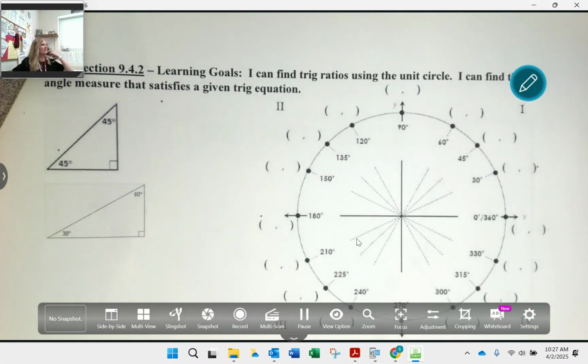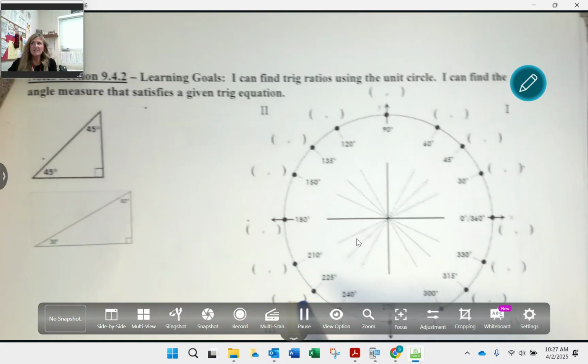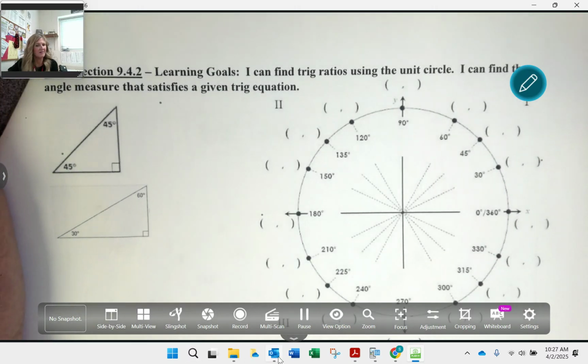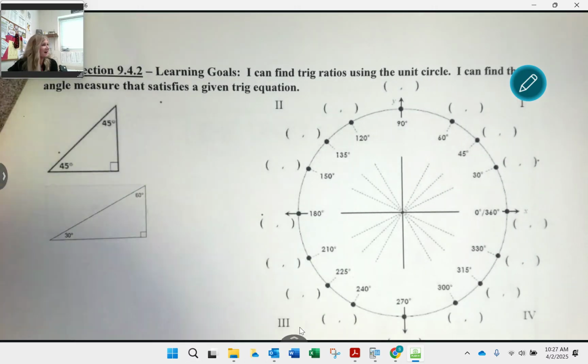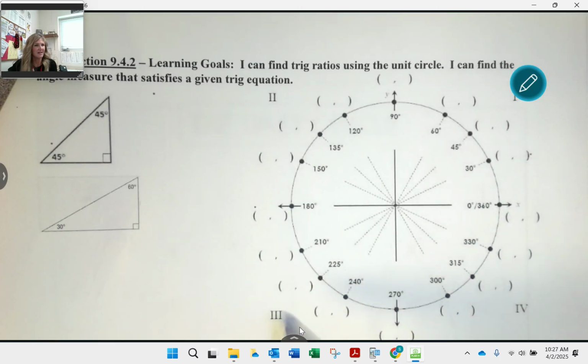All right, guys. So today we're going to start our study of the unit circle. The unit circle is the basis of all trigonometry that you will be working on for the next couple years and even in college. So we want to make sure that you get a really good foundation on it.